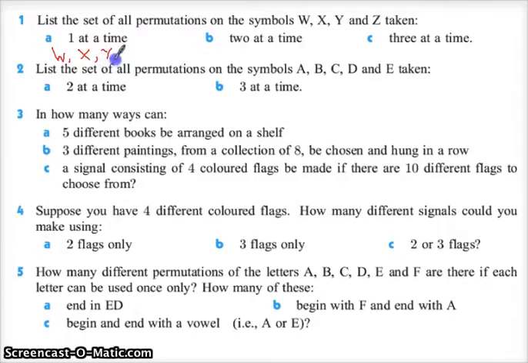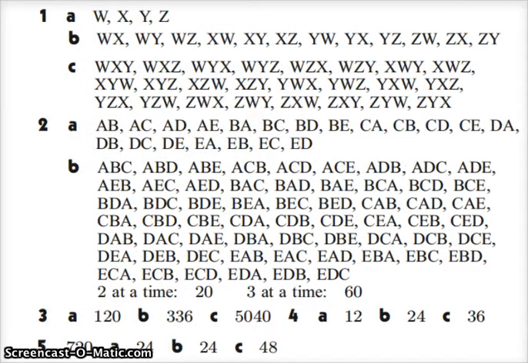Sorry, there's 4, and they are very boring. 2 at a time, well, they'd be things like WX, WY, and there'd be a whole bunch more. If you want to see them all, guess what? You have them on the next page. So let's just go through this. Here they all are with 2 at a time.